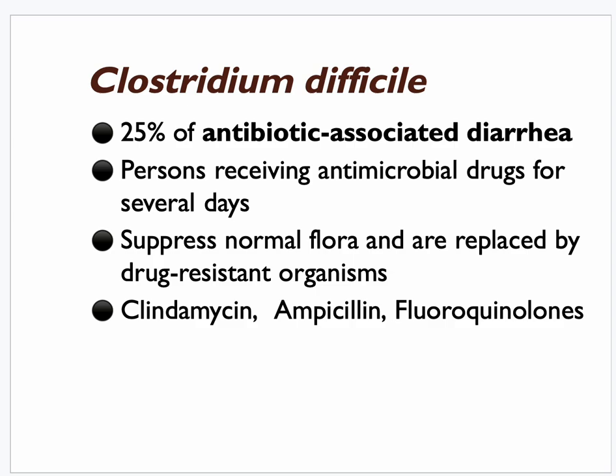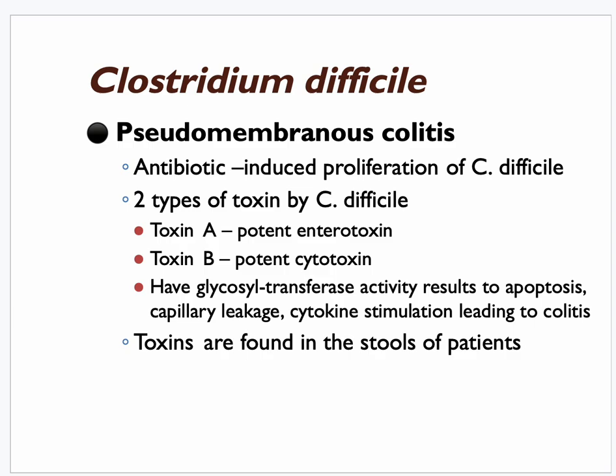So, this is cause of 25% of the antibiotic-associated diarrhea. Yung mga persons na who are receiving antimicrobial drugs for several days. So, nasa-suppress yung normal flora and replaced by drug-resistant organisms. So, your pseudomembranous colitis, this is the antibiotic-induced proliferation na ng C. difficile. So, there are two types of toxin. Your toxin A, potent enterotoxin, toxin B, potent cytotoxin. They have glycosyl transferase activity resulting in apoptosis, capillary leakage, cytokine stimulation leading to colitis. The toxins will be found in the stool of the patient.